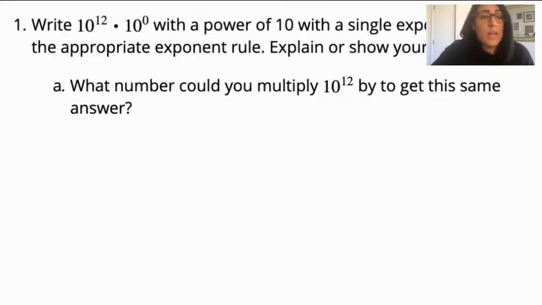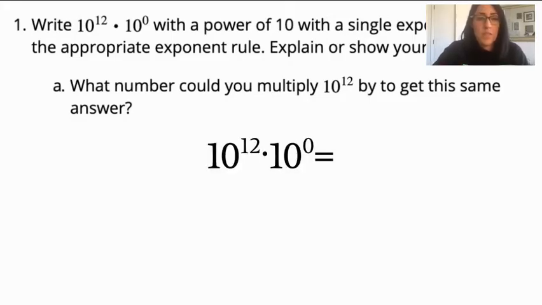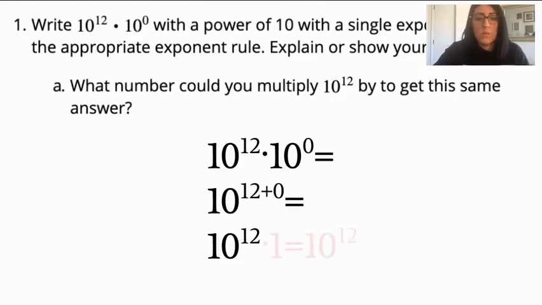Question 1 starts with 10 to the 12th times 10 to the 0, and you're trying to essentially find a power of 10 with a single exponent using the appropriate exponent rule. So this takes us back a few lessons ago where we talked about adding exponents in a situation like this. So we would think about this as 10 to the 12th plus 0, which is equal to 10 to the 12th.